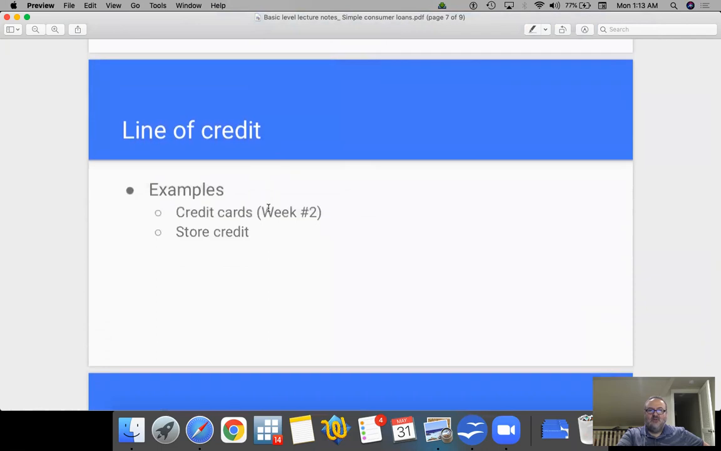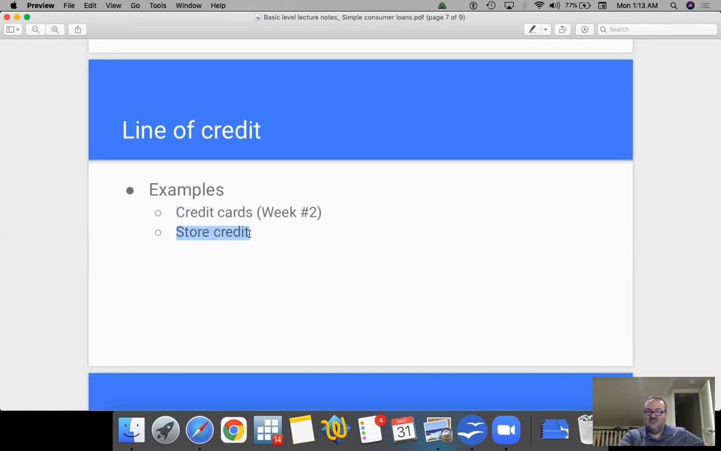Another consumer loan is a line of credit. So we've used these terms back and forth: personal loans and line of credit, and then consumer loans. But the consumer loans overall is the main heading. And then within that, you have personal loans, and one of the consumer loans is a line of credit. So credit card is one of those examples of a line of credit. And then you could also have a store credit or store credit card.